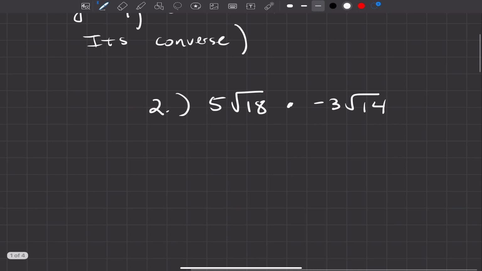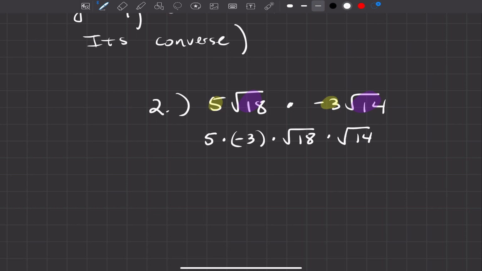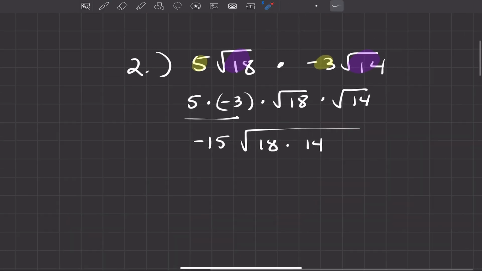Number 2, I have 5 root 18 times negative 3 root 14. I'm going to multiply the coefficient to coefficient, and I'm going to multiply the radicand to the radicand. So I have 5 times negative 3 times root 18 times root 14. 5 times negative 3 is negative 15. And then I have the root 18 times root 14, which I'm just going to rewrite as root 18 times 14. This is where I'm going to simplify the radical.